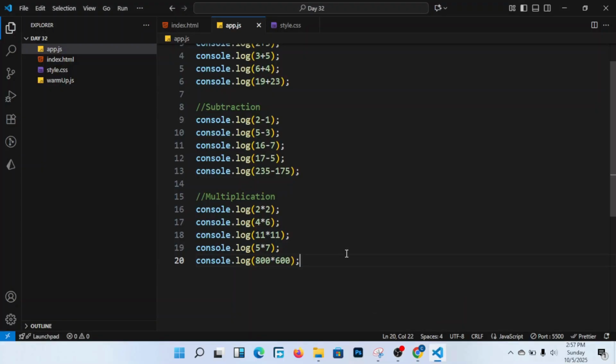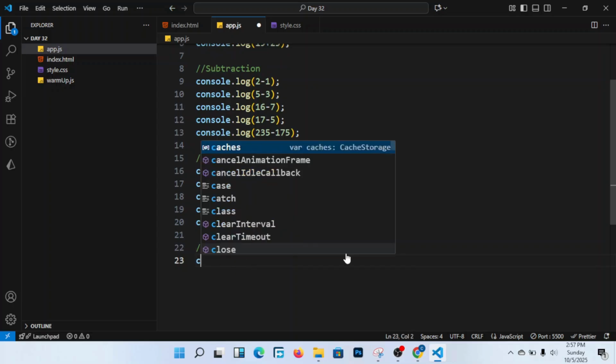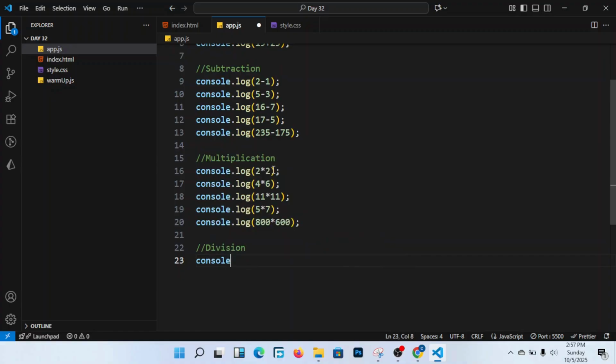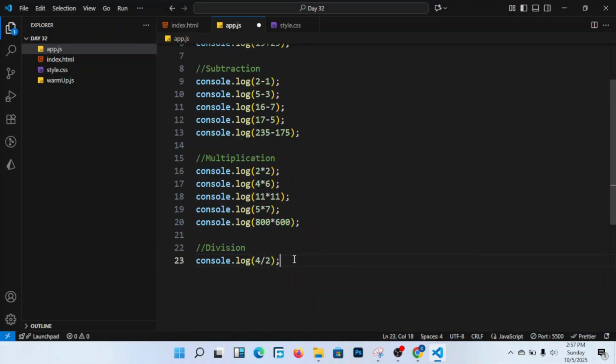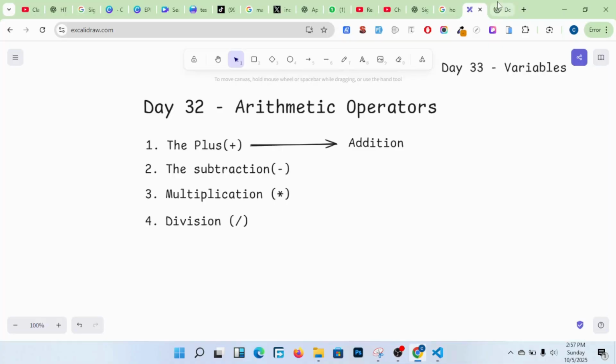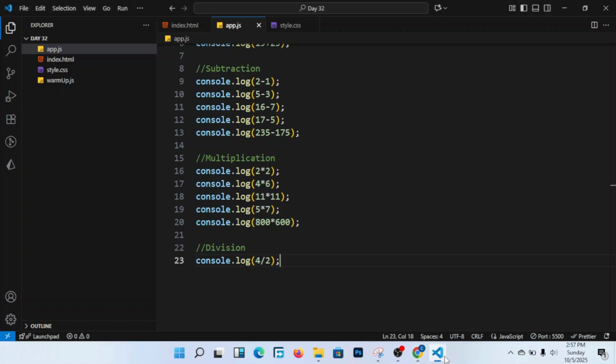So I'm coming here. I say here division or divide. I come here and say console.log. I come and say 4/2. And one is for divide. And I say it looks like it's 2. When you divide 4 by 2, it gives me 2.